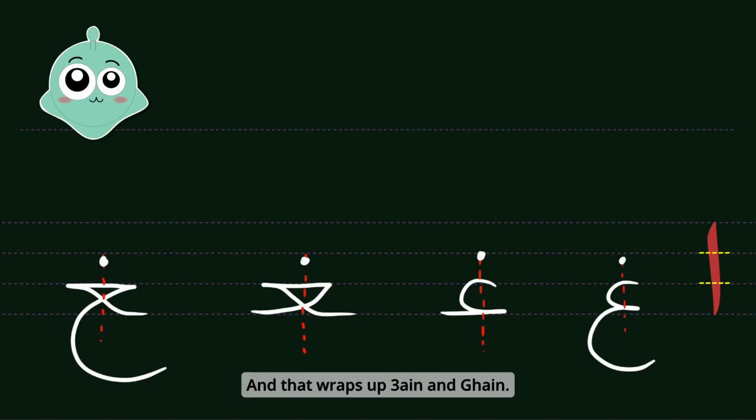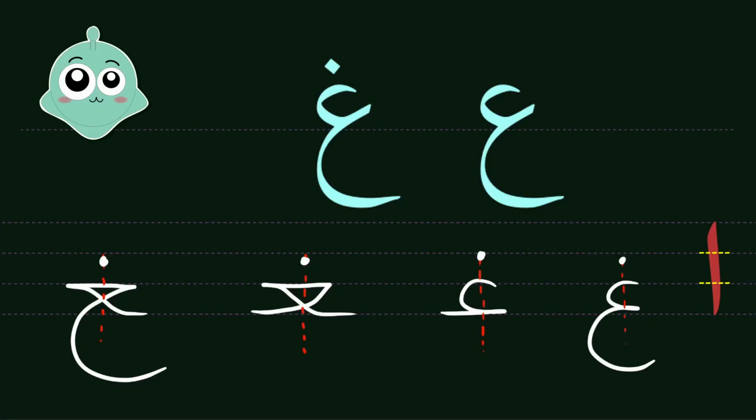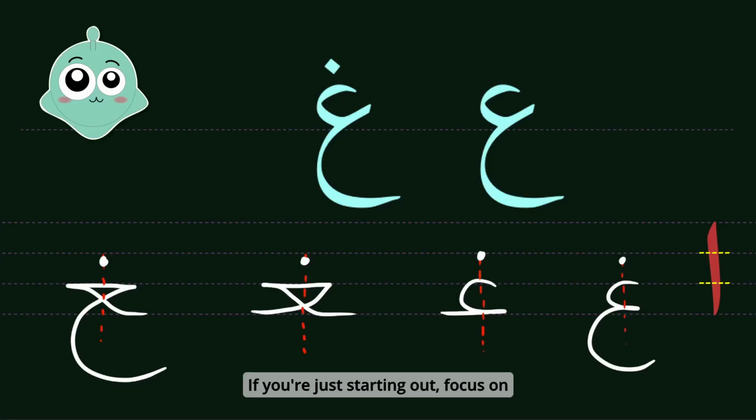And that wraps up Ain and Ghain. If you're just starting out, focus on practicing Ain and Ghain, especially in their middle and final forms. Those are usually the trickiest. But with steady practice, they'll become second nature. Up next, we'll explore a new set of letters. So keep going, stay focused, and let's build your skills step by step.